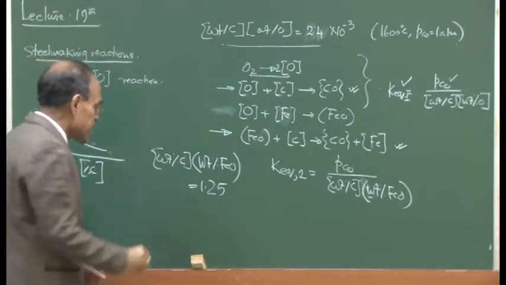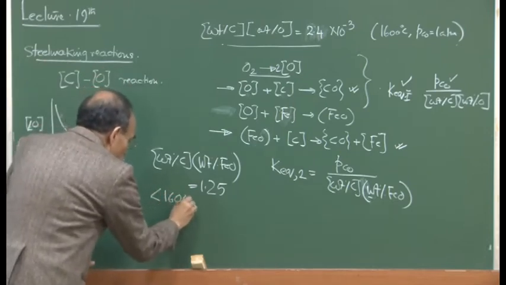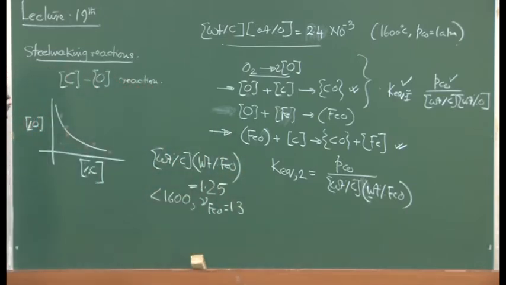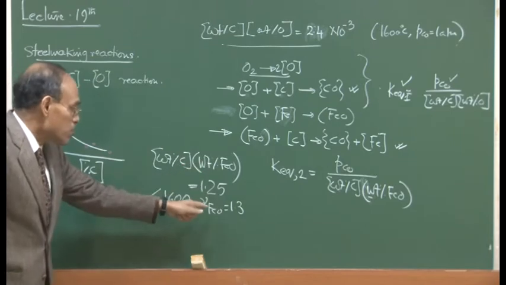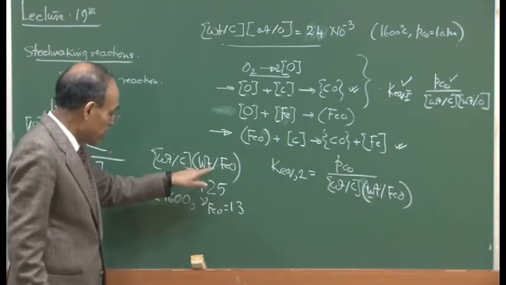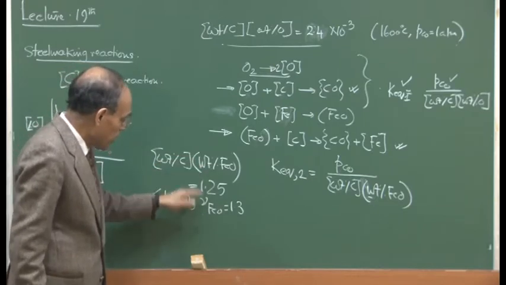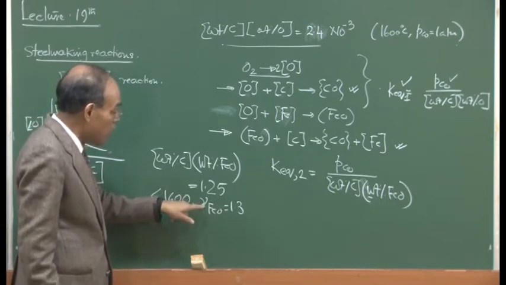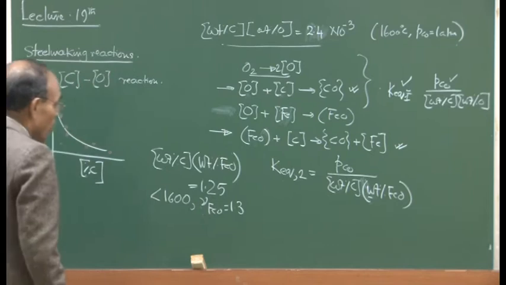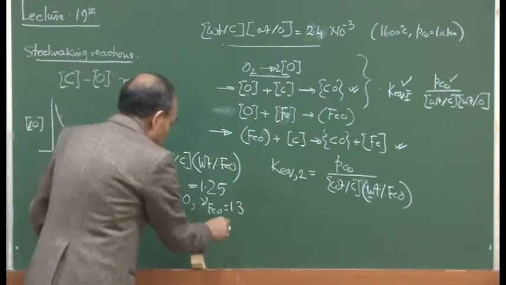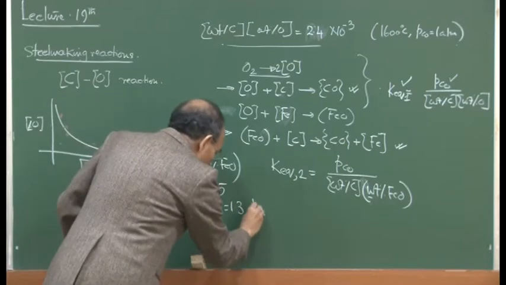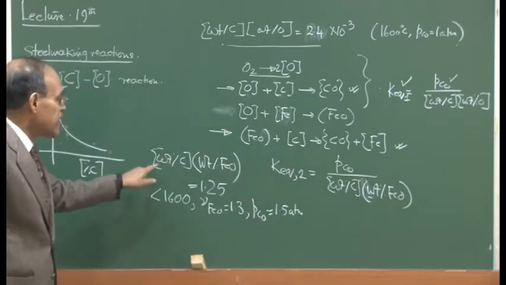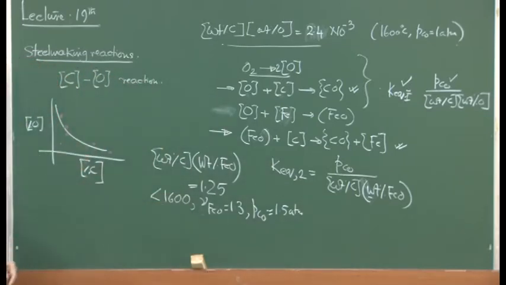This is at 1600 degree centigrade, gamma FeO is equal to 1.3, the activity coefficient of FeO in the slag, because there we have used the mole fraction of FeO, and because slag is not an ideal solution, you introduce an activity coefficient, the activity of FeO multiplied by wt% of FeO. So we get 1.3 and then PCO is roughly about 1.5 atmosphere. But this essentially tells us that there is an inverse relationship, similar to this, in the system.